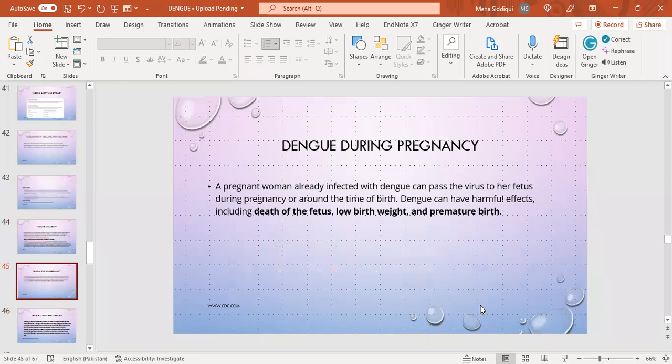Dengue during pregnancy. A pregnant woman already infected with dengue can pass the virus to her fetus during pregnancy or around the time of birth. Dengue can have harmful effects including death of the fetus, low birth weight, and premature birth.